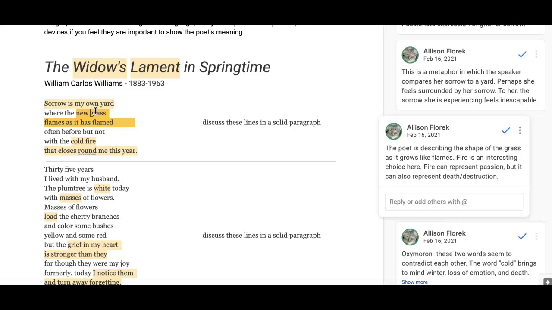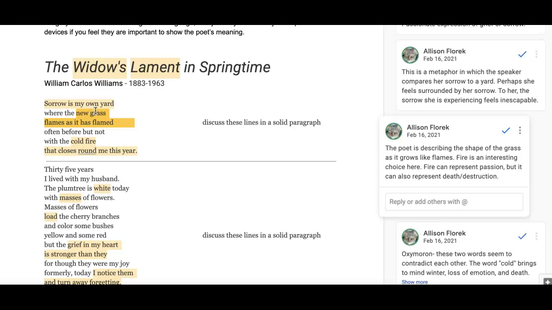So flames or fire often can represent passion, maybe even potentially love, but it can also represent death and destruction. So as you're thinking about why the poet chose to use flames here, think about what meaning you are gathering from the word flame itself, and what you think that is meant to represent.